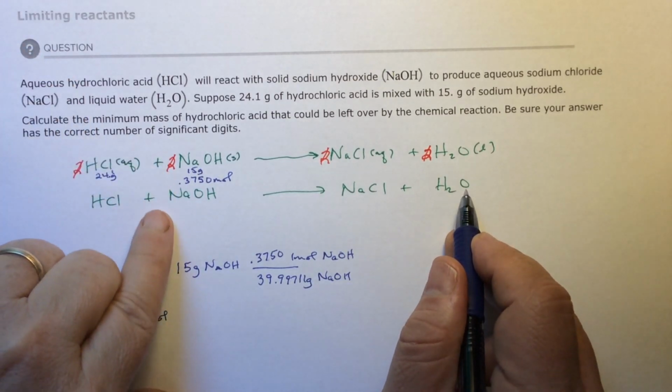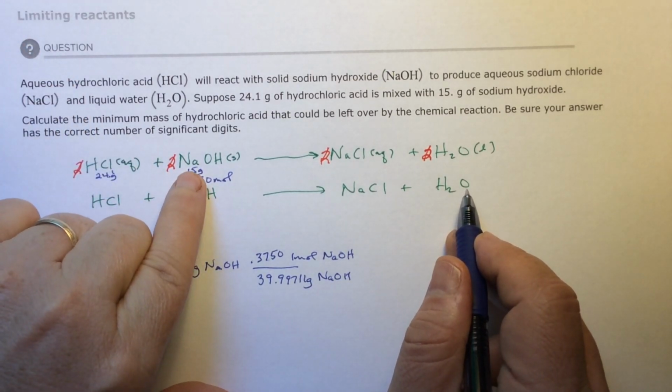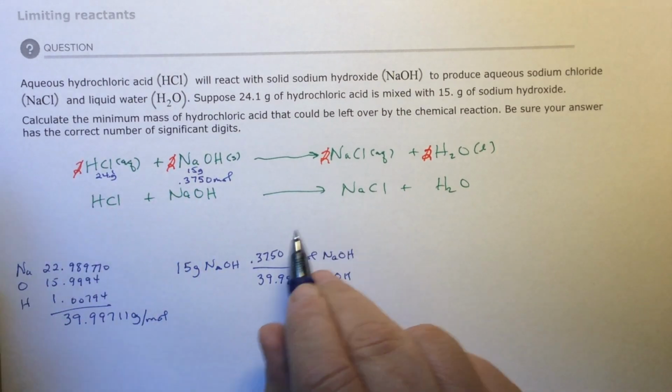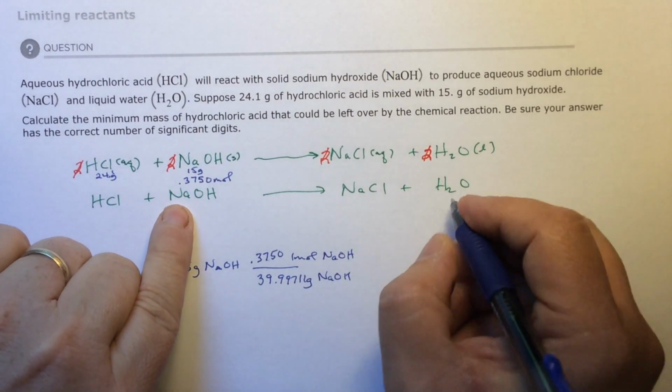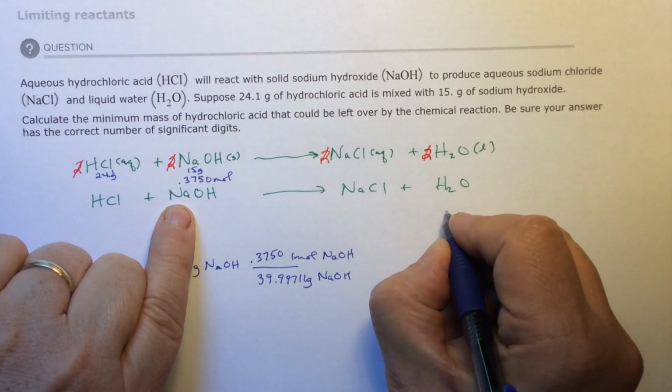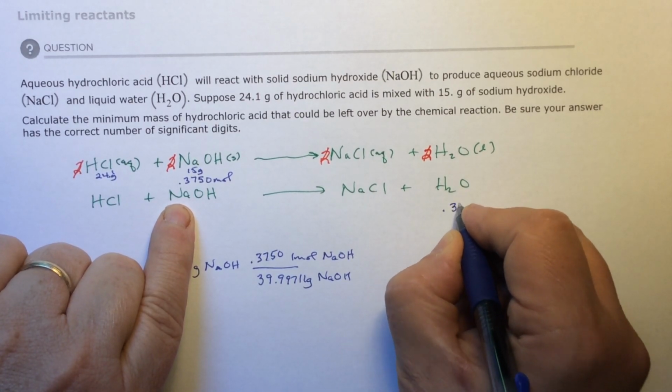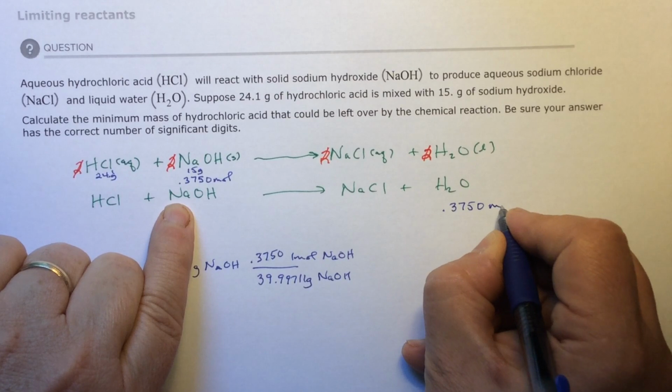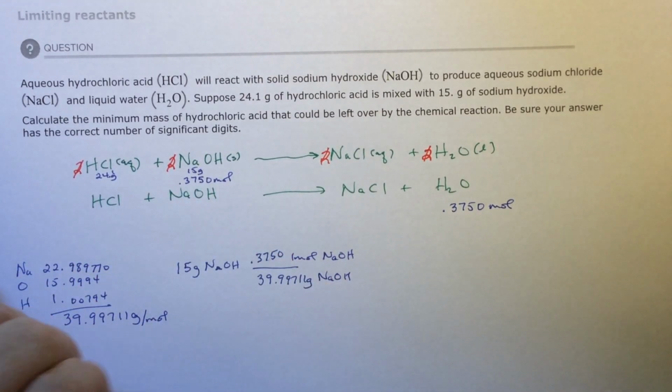Okay. If I have 15 grams of sodium hydroxide and I have everything else I need, I can make 1 to 1, so it's 0.375 to 0.375. So I can make 0.375 moles of water if I've got that.